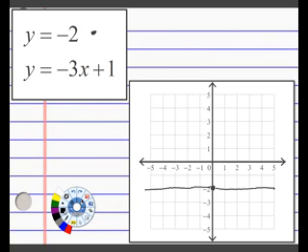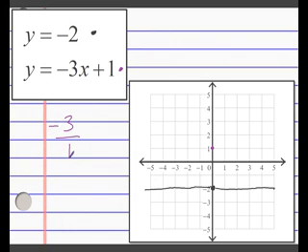My second equation, I'm going to use purple. And I'm going to start at 1. And my slope is negative, so it's -3 or -3 over 1. So I need to go down 3, and to the right 1, down 3, and to the right 1. Connect my dots.